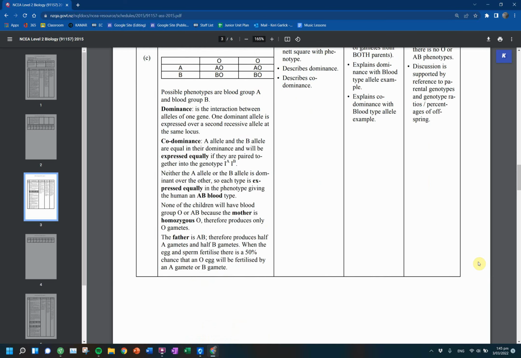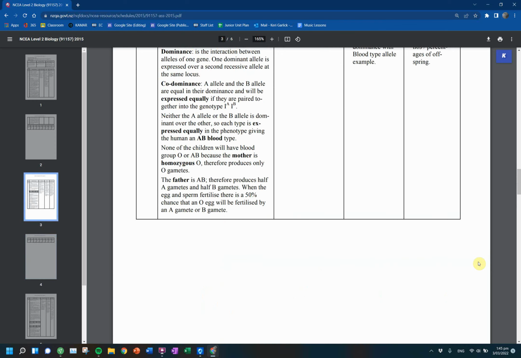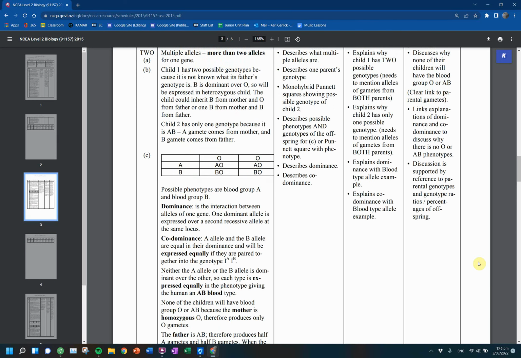Cool. So I think that's basically all I need to cover with that. If you're struggling with this codominance blood type stuff, go back and refer to the lessons that I posted this week to help with that.